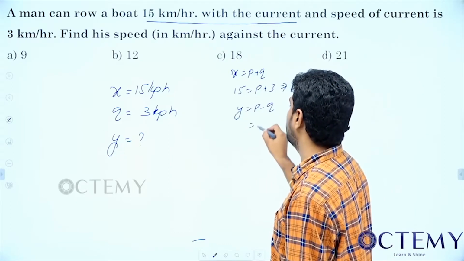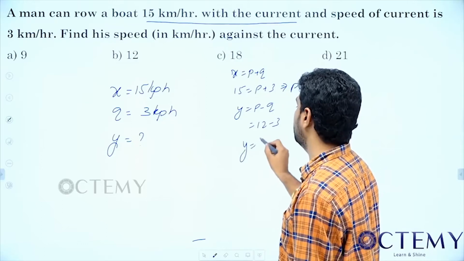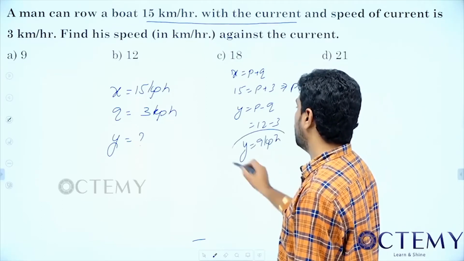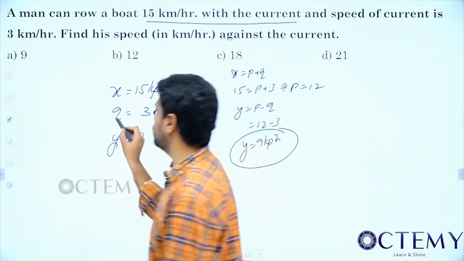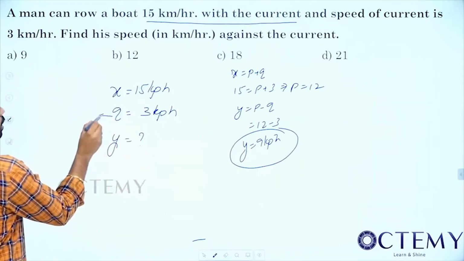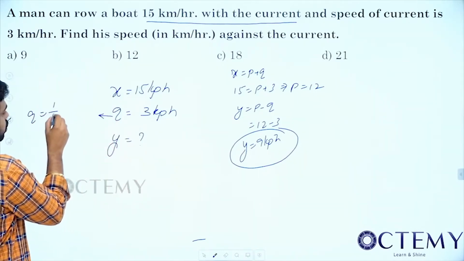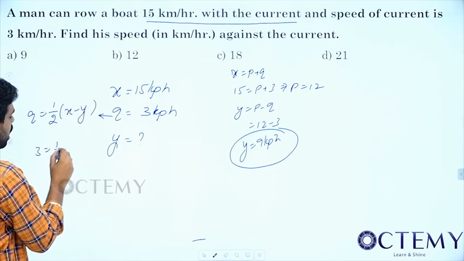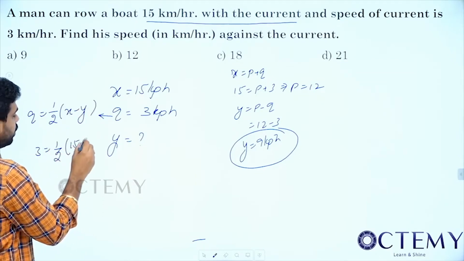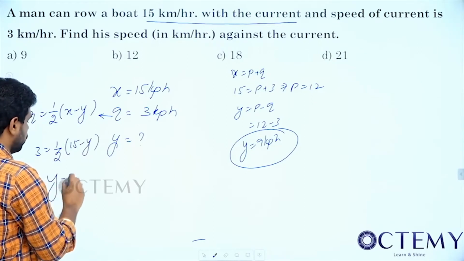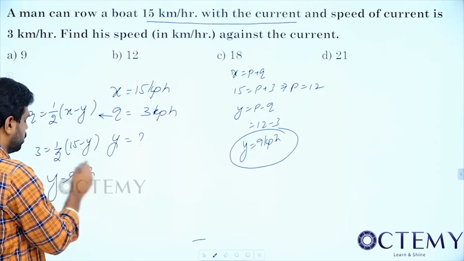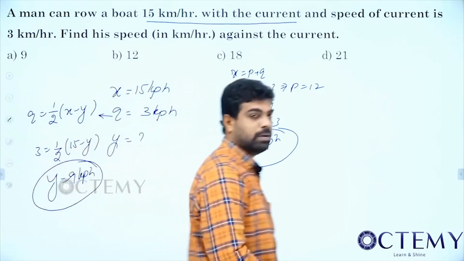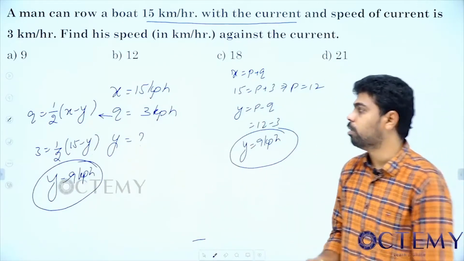So that is 12 minus 3. So y is 9 km per hour. That is one way. Or else, directly, q is given, right? So when q is given, q equals half into x minus y. So 3 equals half into 15 minus y. So from this, y equals 9 km per hour. Okay, simple question. Which is given and which has to be found out, you note down, that's enough.